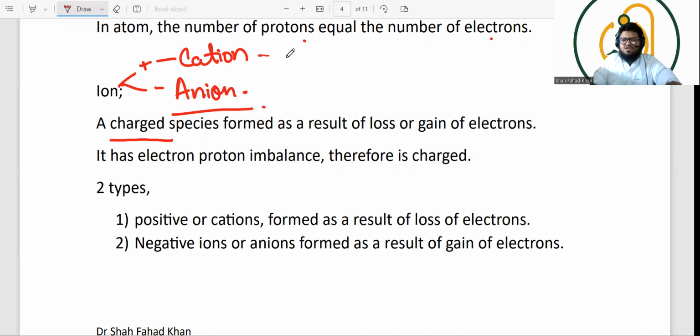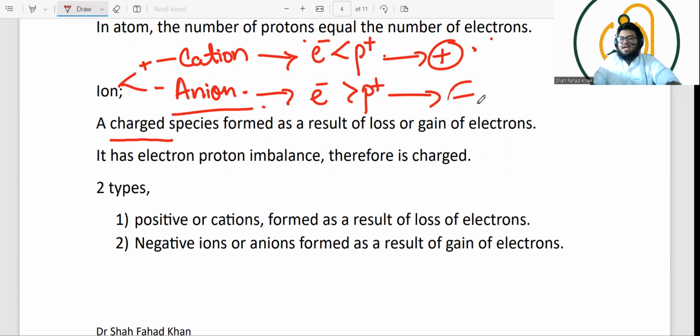All right. A positively charged cation is formed due to the loss of electrons. Meaning, in this case, the number of electrons is less than the number of protons. That is the reason why it gets an overall positive charge. And in the case of anions, the number of electrons is more than the number of protons, due to which they get an overall negative charge. That is because of a gain of electrons. Whenever an atom gains an electron, it forms negatively charged ions or anions. Whenever it loses electrons, it forms positively charged ions or cations.